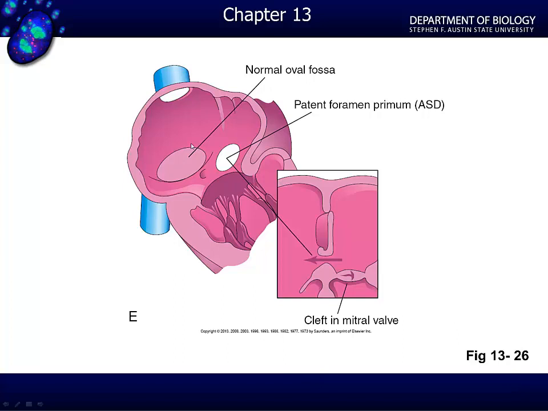So in this illustration, we can see the closure forming the fossa ovalis, but here we have that remnant. This is a low atrial septal defect, they term them. High atrial septal defects occur here, and we have a patent foramen primum in this case, and you can see the blood is able to mix, and that's due to the lack of material from the endocardial cushions.